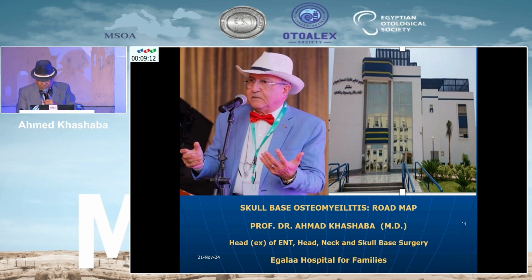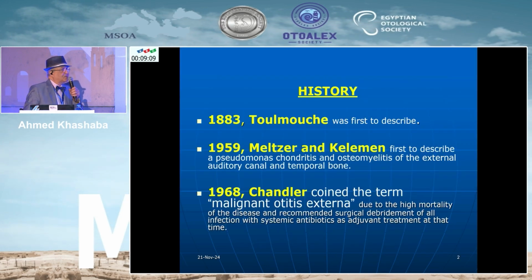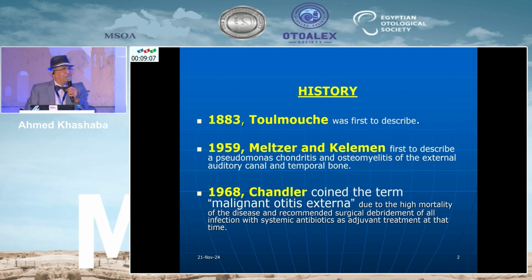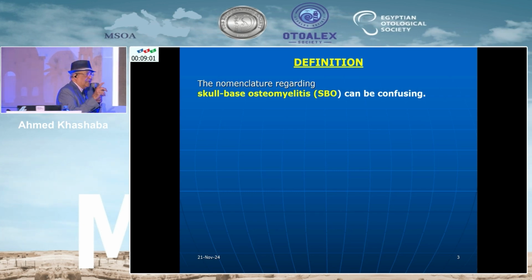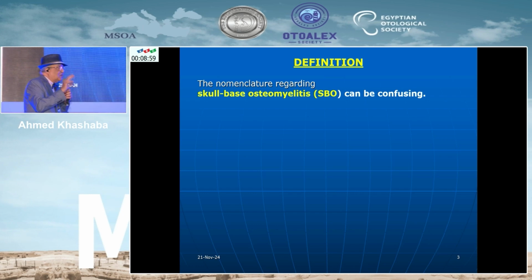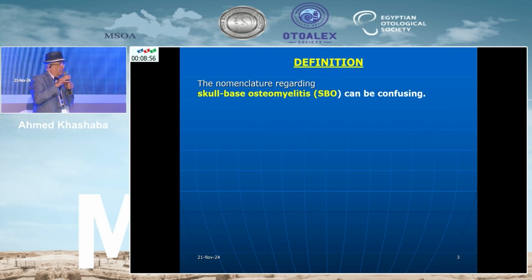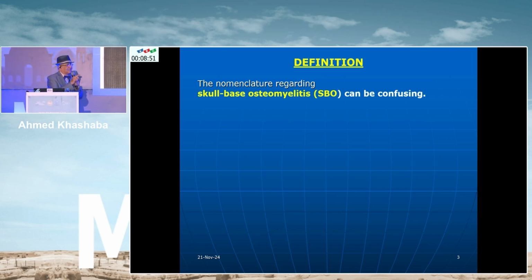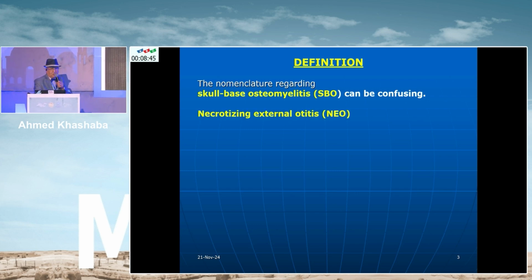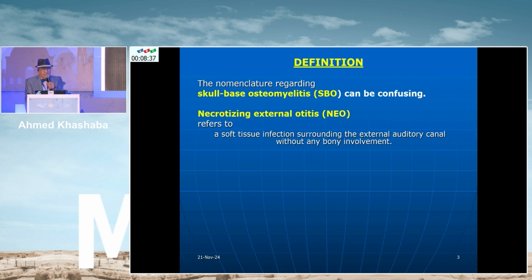To summarize, I will not go into the history because most of us will be aware of it. Skull-based osteomyelitis, as you have seen now, is a term that is not yet clear, and there is no general agreement about the terms used in such conditions. As we have just listened to Professor Ahmed, he introduced necrotizing otitis externa. What does it mean? Is it different from skull-based osteomyelitis? Yes, it does, because it is an infection of the soft tissue.